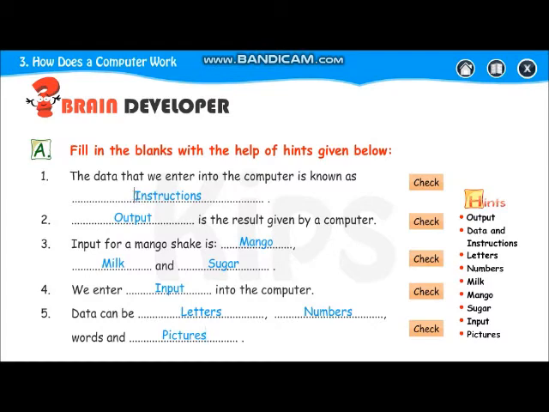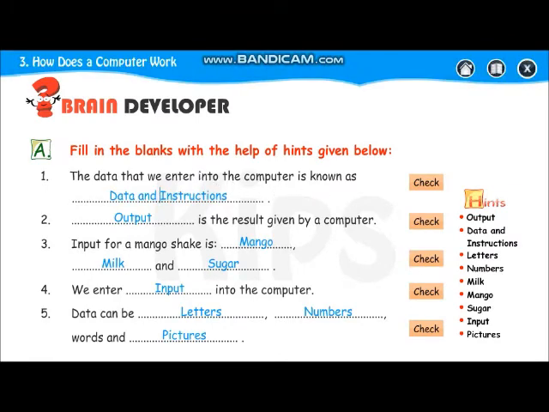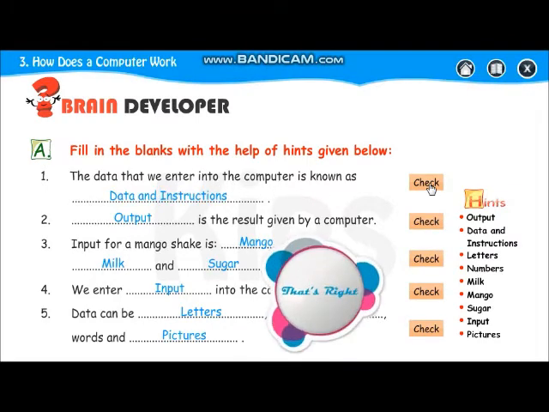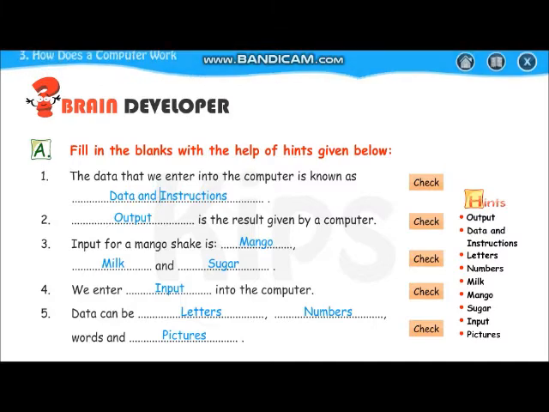Here we do the correction. One word is left, that is data and instruction. So the data we enter into the computer is known as your data and instructions. So these are the fill in the blanks. Write it with neat and clean handwriting. If required, press K key to pause. Otherwise, I am going to move on to the next section.